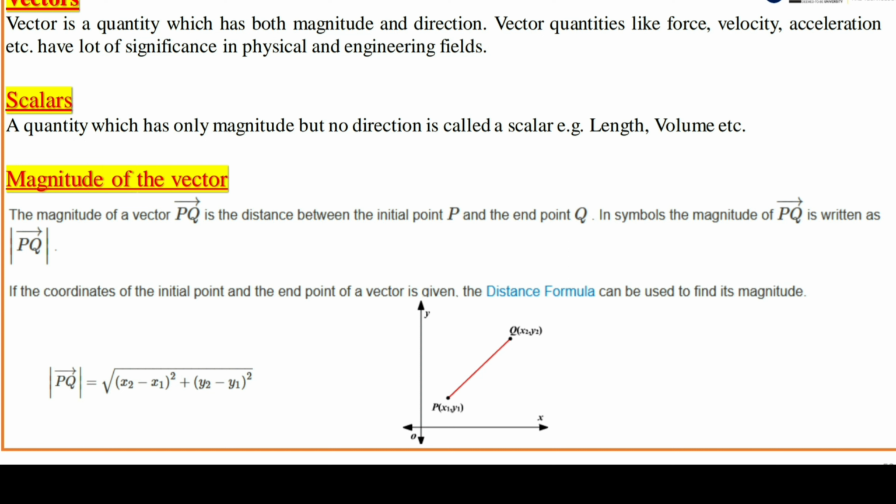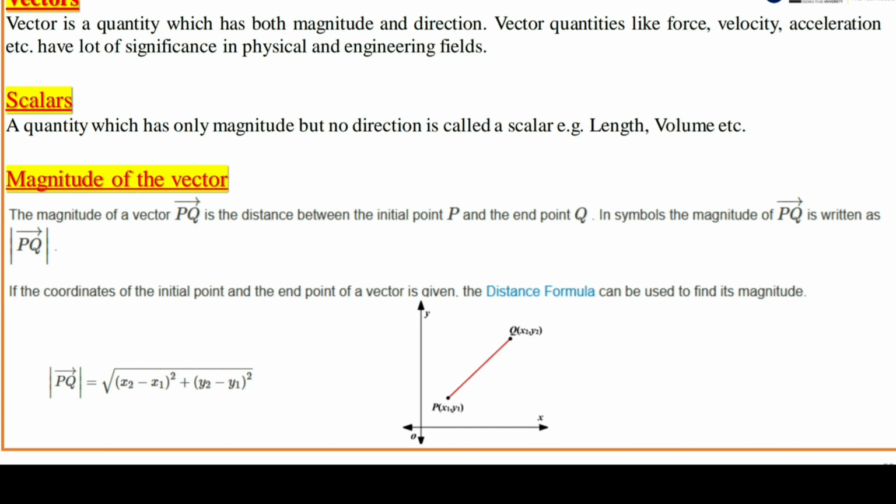So you all know a vector is a quantity which has both magnitude and direction. There are a few examples over here of vectors which have both magnitude and direction. Say force, velocity, acceleration. All these things have direction as well as magnitude. The values also you have for that.